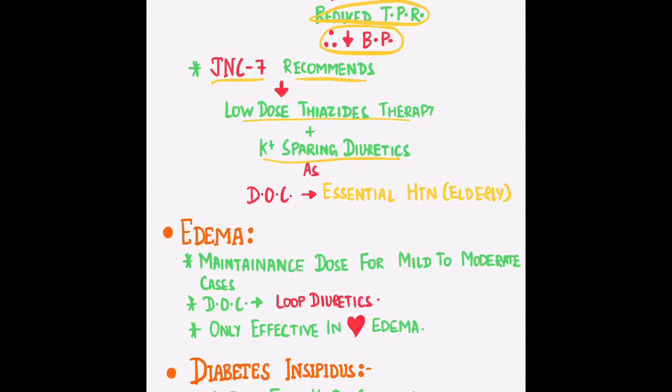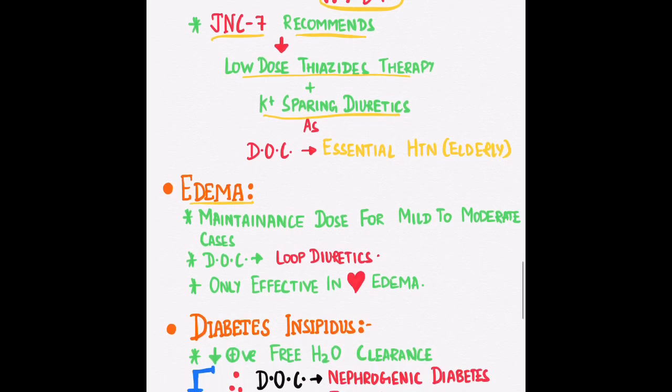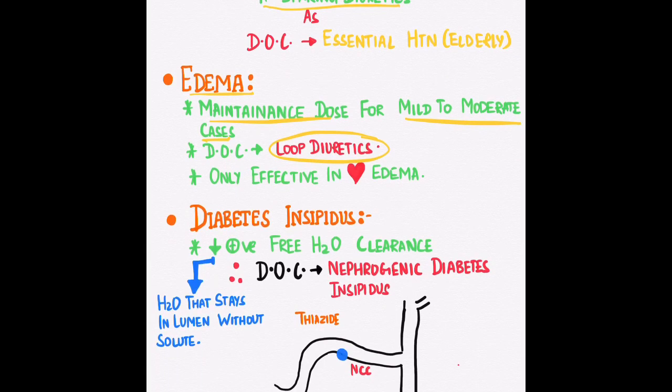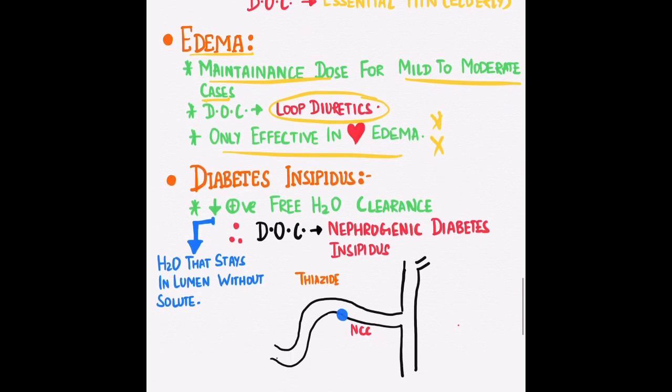Thiazides can also be used in several cases of edema. However, their use is restricted here as they are used as maintenance dose for mild to moderate cases of edema. Here, the drug of choice remains the loop diuretics as they cause rapid mobilization of fluid present within the cavities. They are only effective in the cardiac edema and cannot be used in hepatic or renal edema.